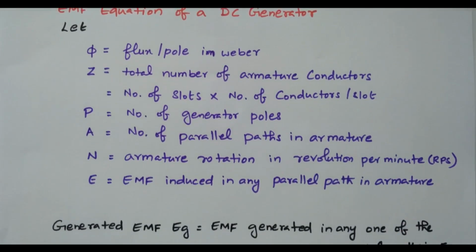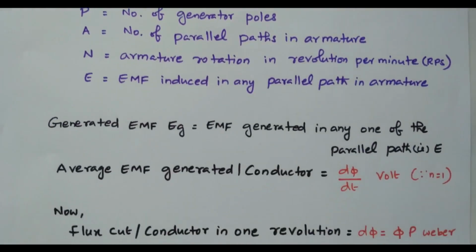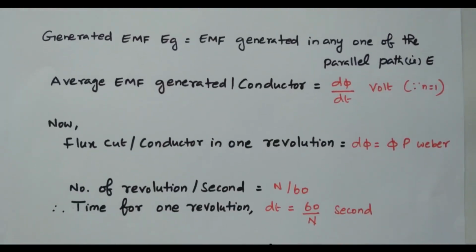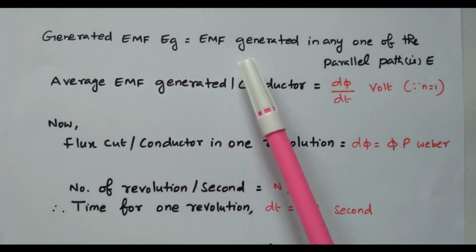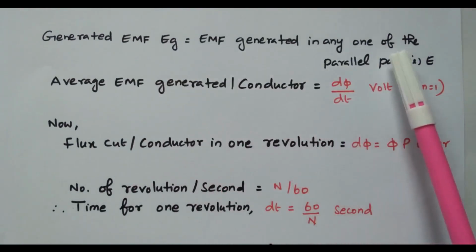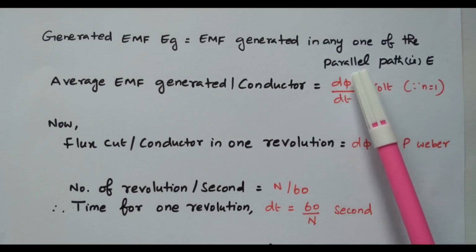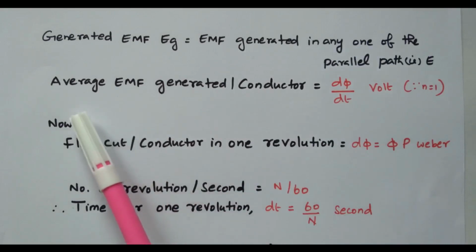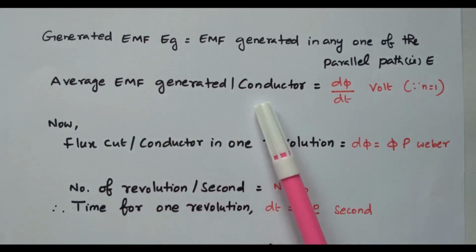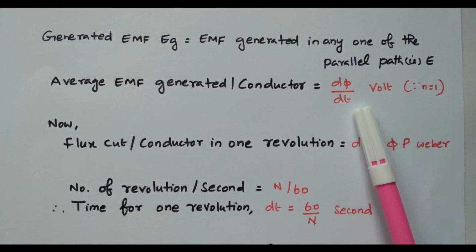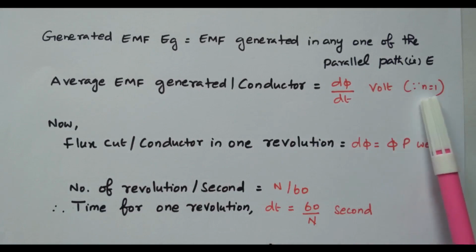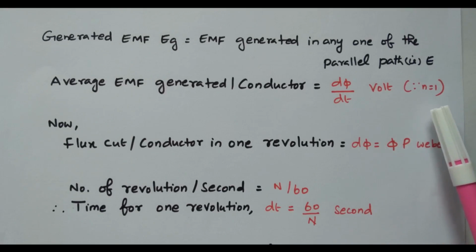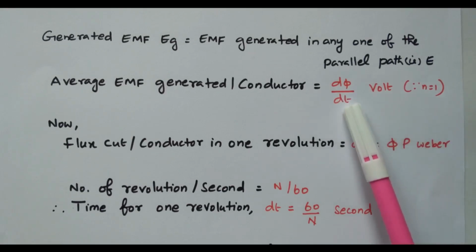Now we'll go to the EMF generation. So the generated EMF is equal to the EMF generated in any one of the parallel paths. So now we consider the parallel path first. The EMF generated in a parallel path. The average EMF generated per conductor is nothing but dΦ by dt, the rate of change of flux. Normally it is N dΦ by dt, but here we consider N equal to 1. So dΦ by dt.